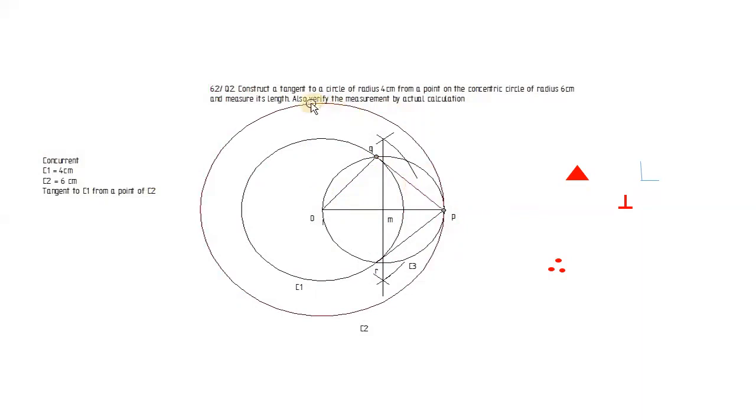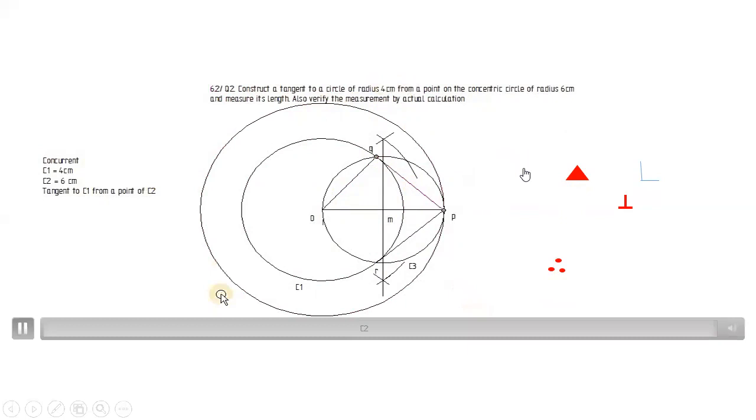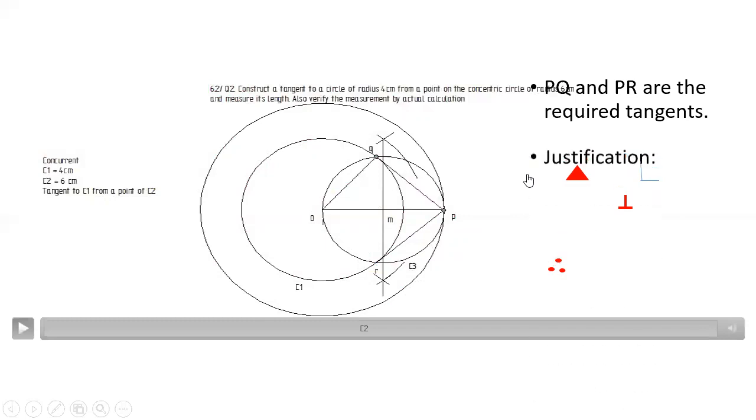I hope this is clear to all of you that PQ is the required tangent, isn't it? Now we'll move on to justification. Now we can claim that PQ and PR are the required tangents. In fact, one tangent is all enough. You can simply state that PQ is the required tangent.